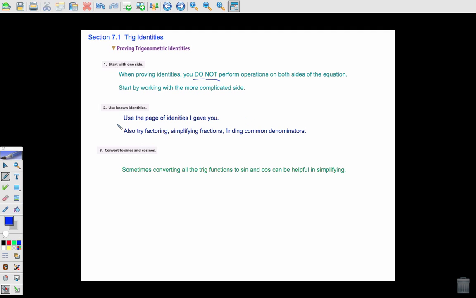Okay, the second thing you need to know is you need to use the identities that I gave you, the page of identities. And in order to use those identities, sometimes you need to factor, simplify fractions, or find common denominators. Okay, and then the last thing you need to know is that sometimes converting all of the other trig functions into sine and cosine can be helpful in simplifying. All right, so we're going to look at two of these together.